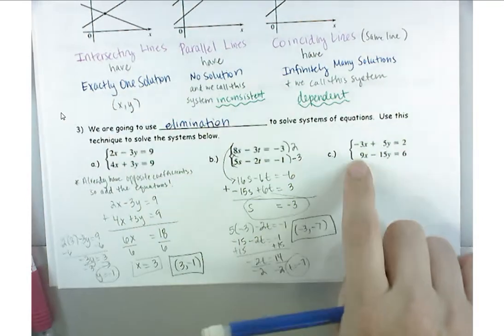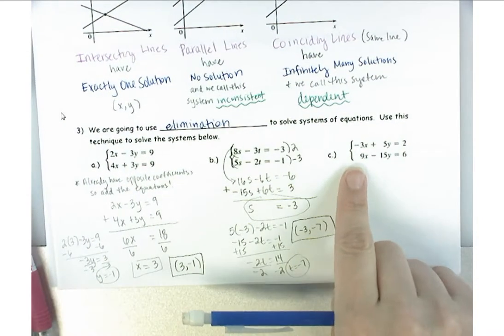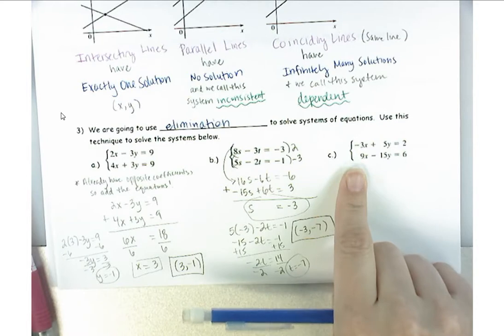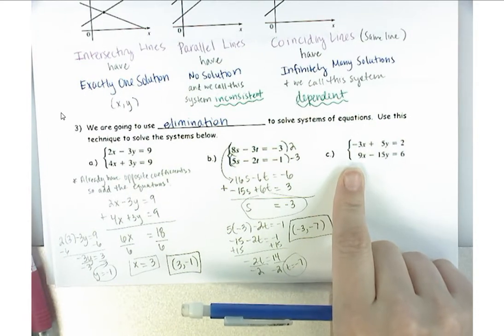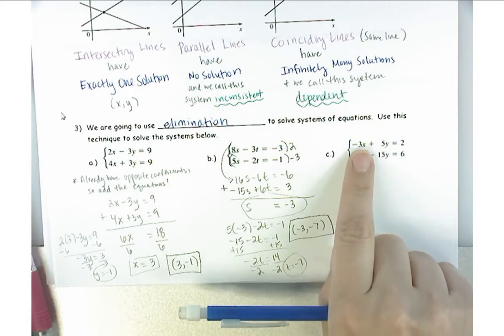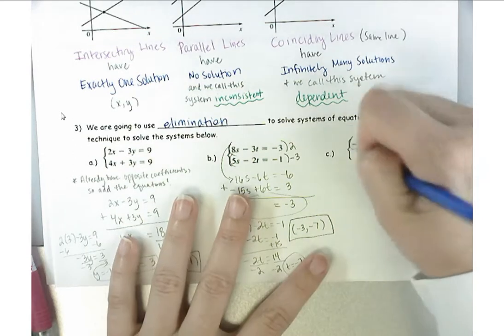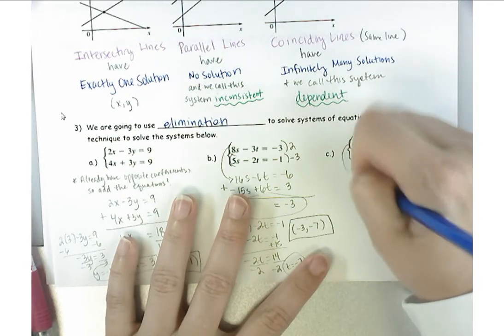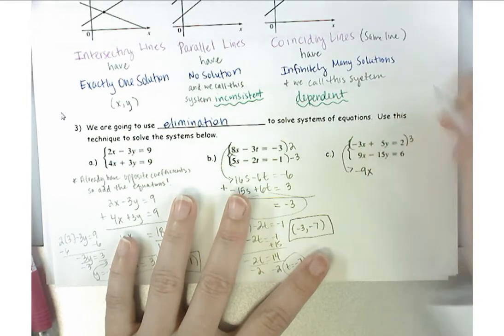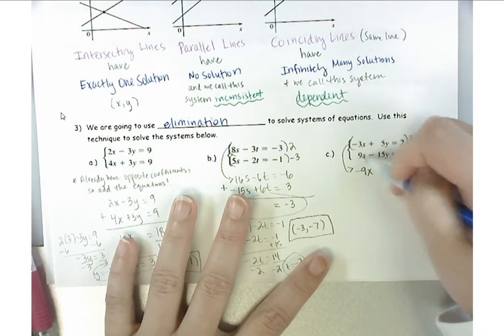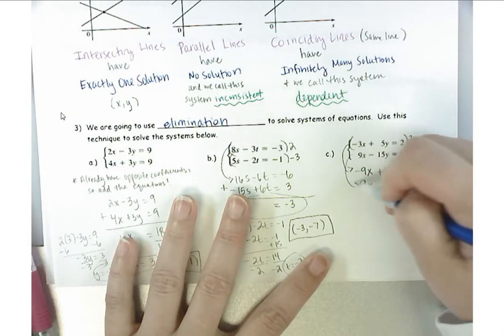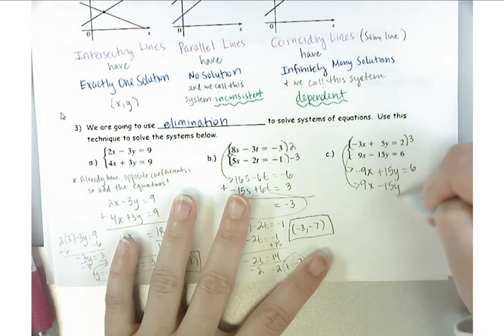Okay, so what did we decide would be the quickest way to eliminate a variable here? Well, if this is 9, how do I get negative 9? Multiply by 3, right? So if I multiply by 3, I have negative 9x plus 15y equals 6. And then on the bottom, I have 9x minus 15y equals 6.